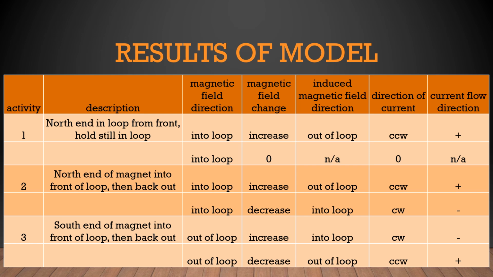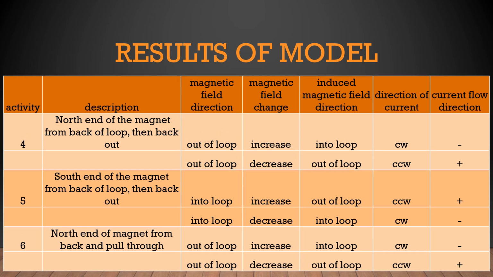And then for the third activity, we stuck the south end of the magnet into the front of the loop and then brought it back out again. For that, we saw that the EMF produced by sticking the magnet into the loop made an EMF that also pointed into the loop, and when we brought the magnet back out, it made an EMF that moved out of the loop as well.